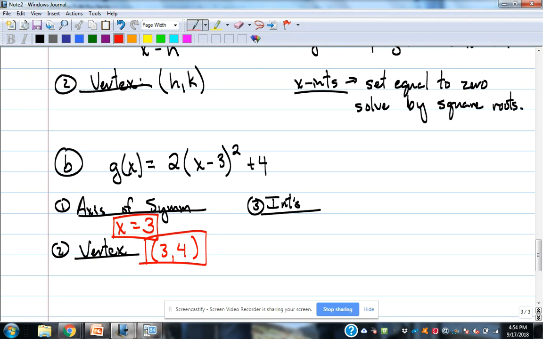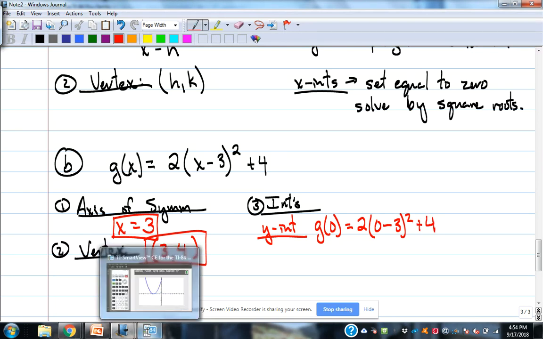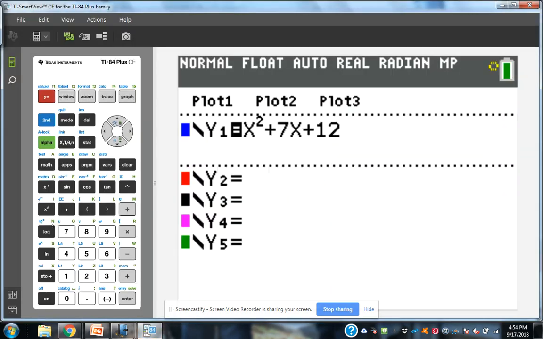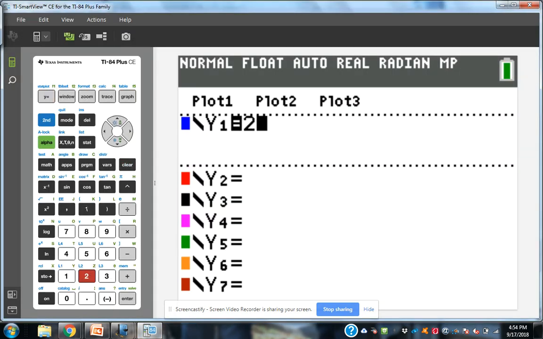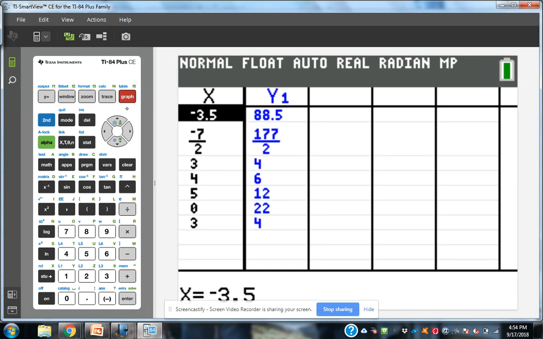Intercepts. So I'm going to start with the y-intercept because that's the easier one to do. All I'm doing is taking 0 and putting it in the place of x and working that problem out. I can get a little help from my calculator if I want to. If I hit y equals and type in that equation, 2 parentheses x minus 3 close parentheses squared plus 4, and hit second graph to go back to that table, I can type in any x value.